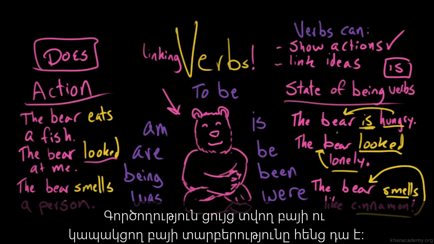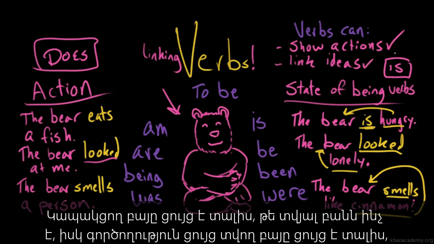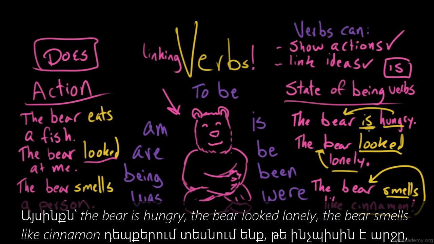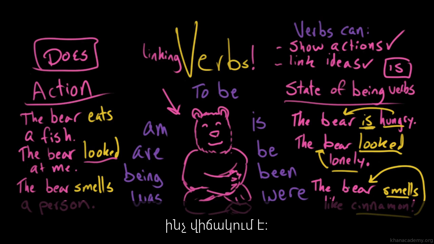And that's the difference between a linking verb and an action verb. A linking verb shows what something is, an action verb shows what something does. So the bear is hungry, the bear looked lonely, the bear smells like cinnamon. These all reflect something about what the bear is, how it's being.